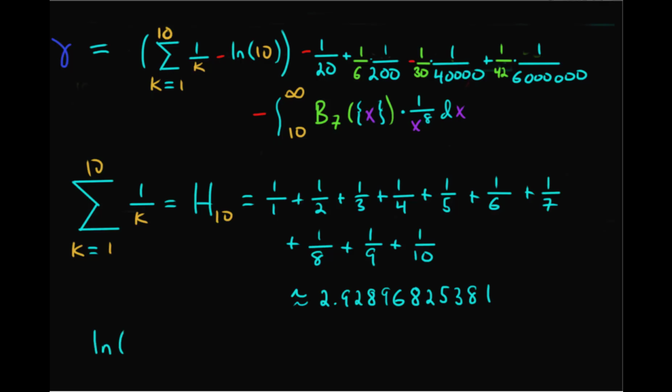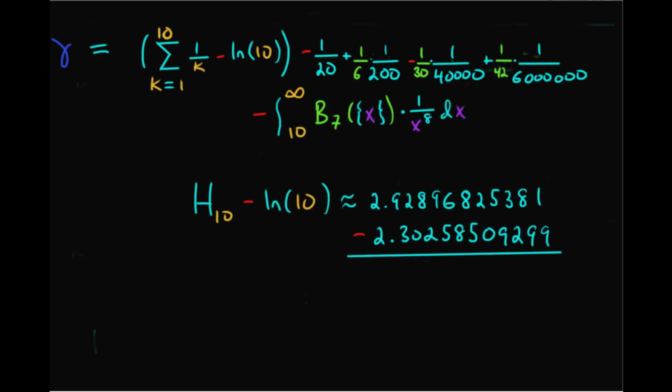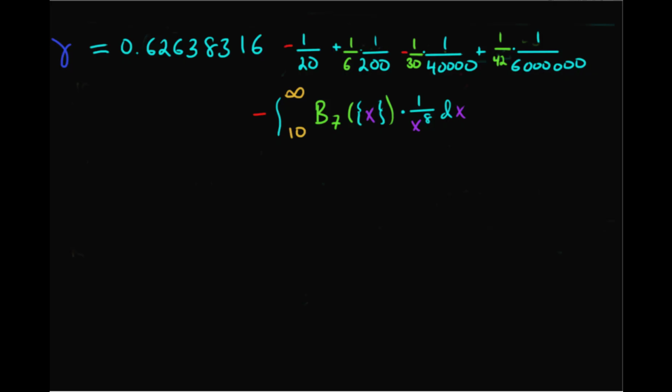I can also compute directly the logarithm of 10, for example, by using the Taylor series for the logarithm, and we have that the log of 10 is equal to about 2.30258509299. Now in our formula, we're subtracting the logarithm of 10 from the 10th harmonic number. So when we do that subtraction, h sub 10 minus log of 10, we get 0.626383316. So let's write that result into our formula there, replacing h sub 10 minus log 10.